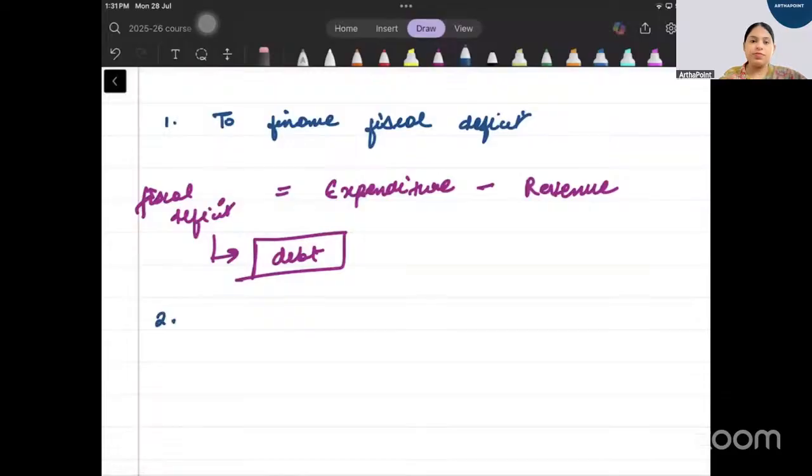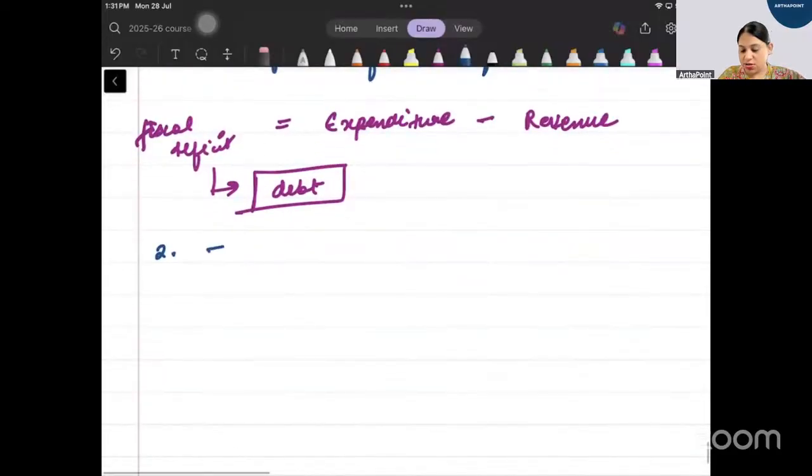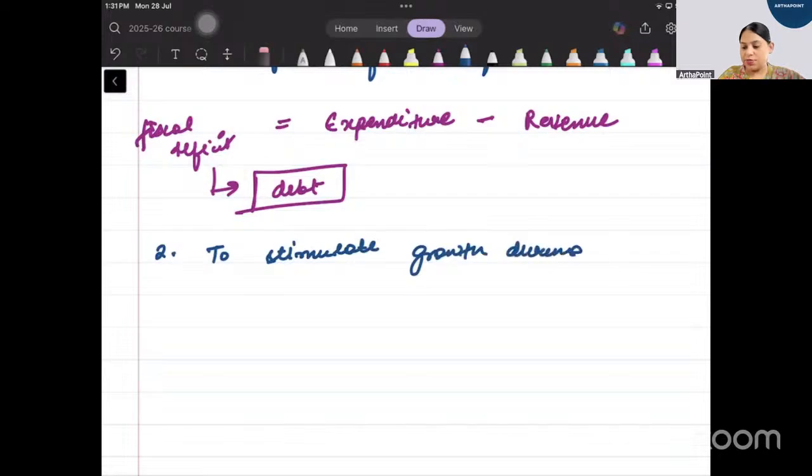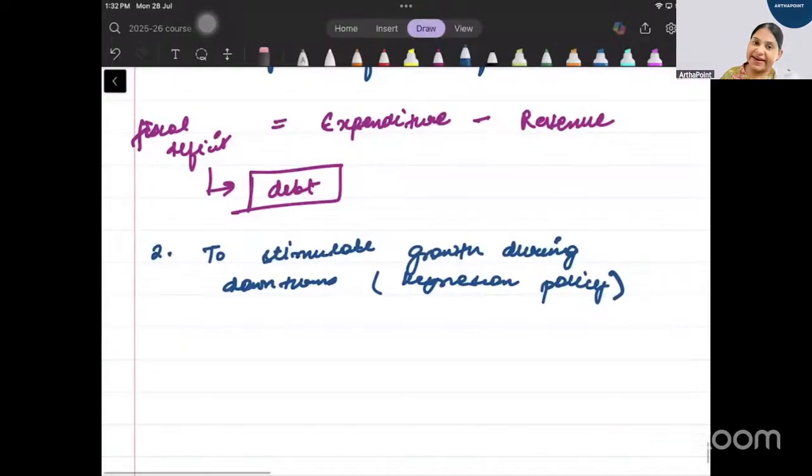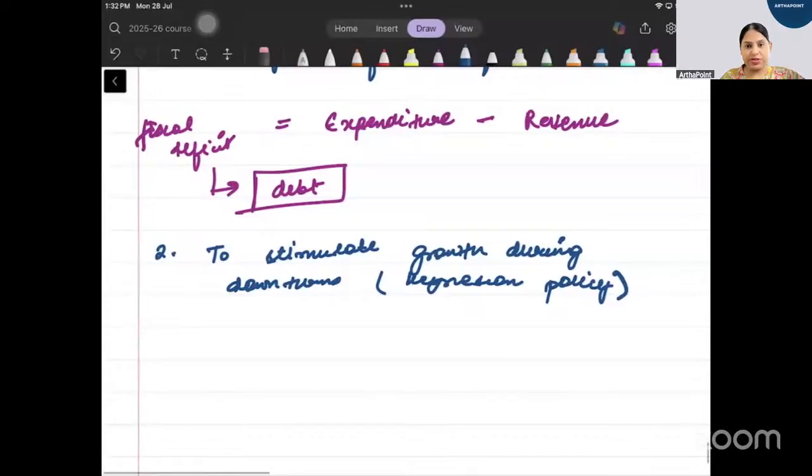Second, to stimulate growth during downturns, which is your Keynesian policy. So during the period of recession, when the government has to increase the G component, right? That is also when the government can do borrowings.